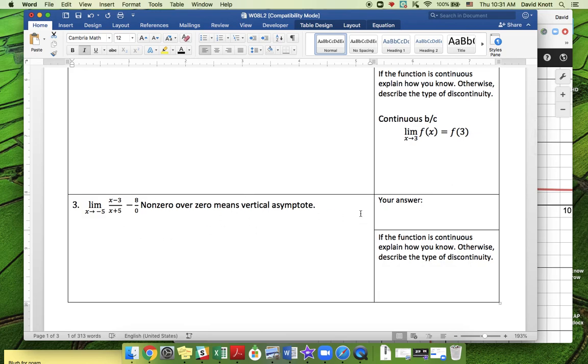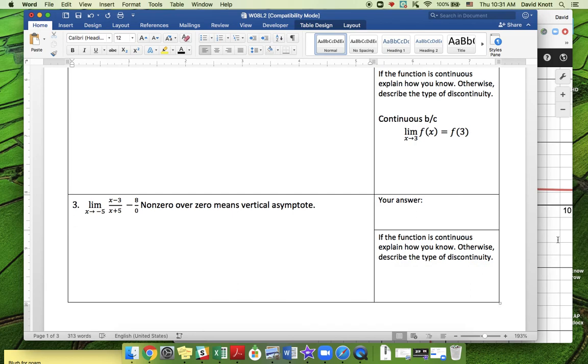Going to number 3, we saw this is a vertical asymptote because you get a non-zero over 0. We wanted you to evaluate the vertical asymptote, in other words, determine whether the graph is going to positive infinity or negative infinity from either side. How do you do that without graphing it?